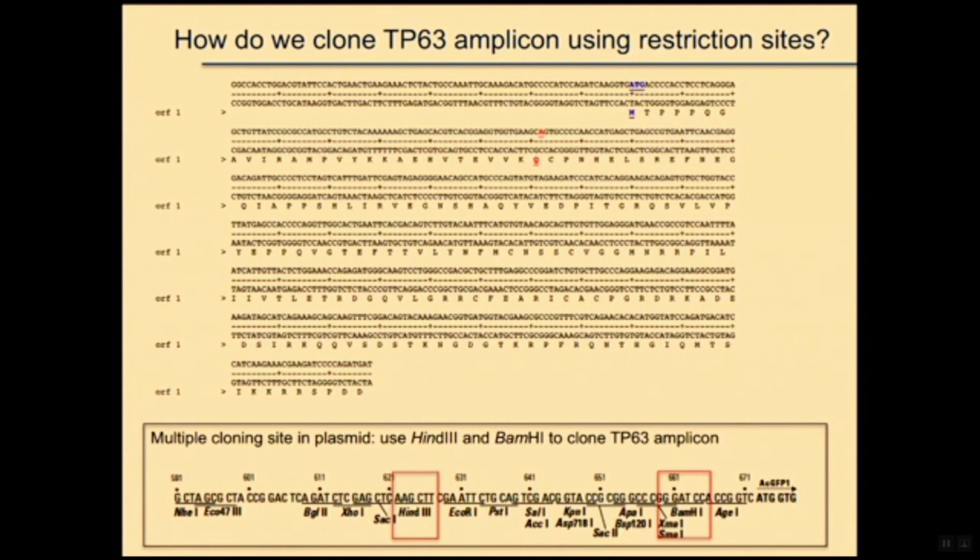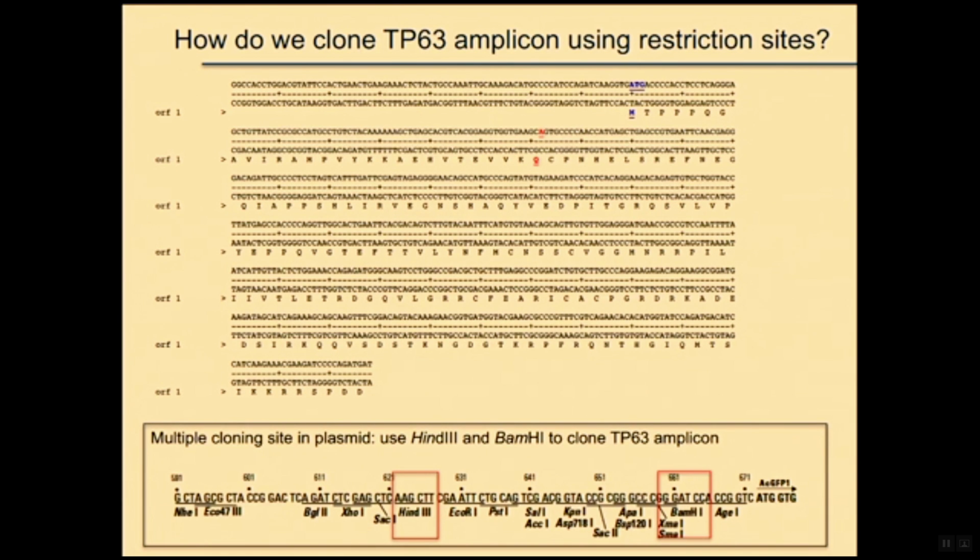Okay, so how do we clone this? Say we actually wanted to clone this TP63 gene in with restriction sites. Okay, so we know in the lab we're not doing it that way. In the practicals we're using this TA cloning, but say we actually wanted to use the normal way of cloning with restriction enzyme sites. What would we do? How would we do it?